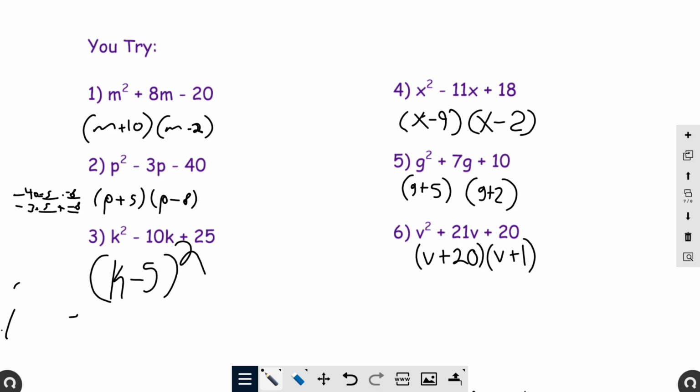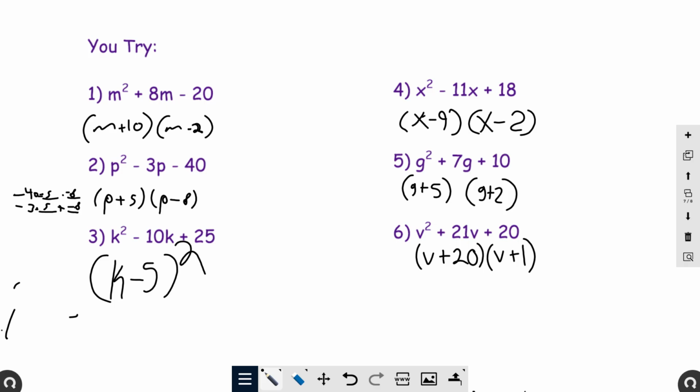Let's see. M plus 10, M minus 2. Well, if we multiply those, we get negative 20. If we add those, we get 8. P plus 5, P minus 8. If we add those, we get negative 3. We multiply those, we get negative 40. This one, K minus 5 squared. That's right, because they're both K minus 5. 5 times 5 is 25. Negative 5 plus negative 5 is negative 10. So don't forget to put a squared on there if the factors are the same.